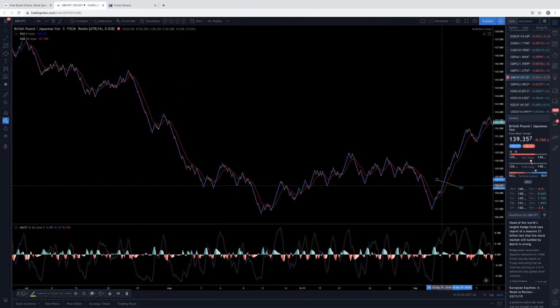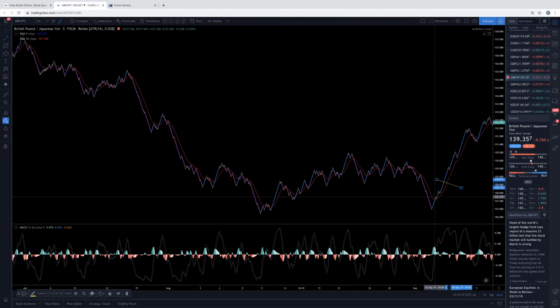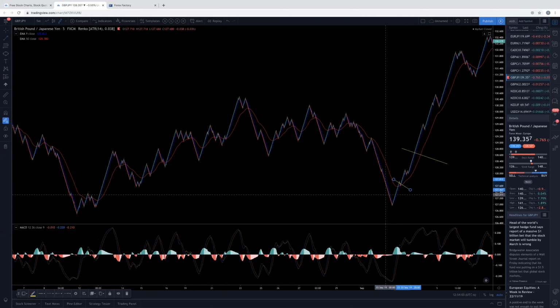All right. This is our 1 hour cross. Look what the 5 minute cross was. The 5 minute cross is here. It's a 100 pip difference. Now, when you get to a certain point, when you understand what?